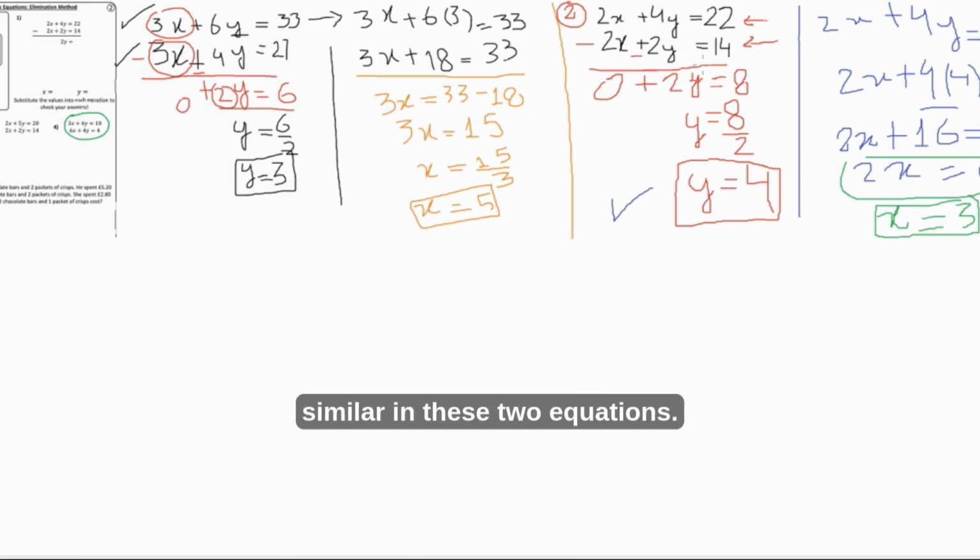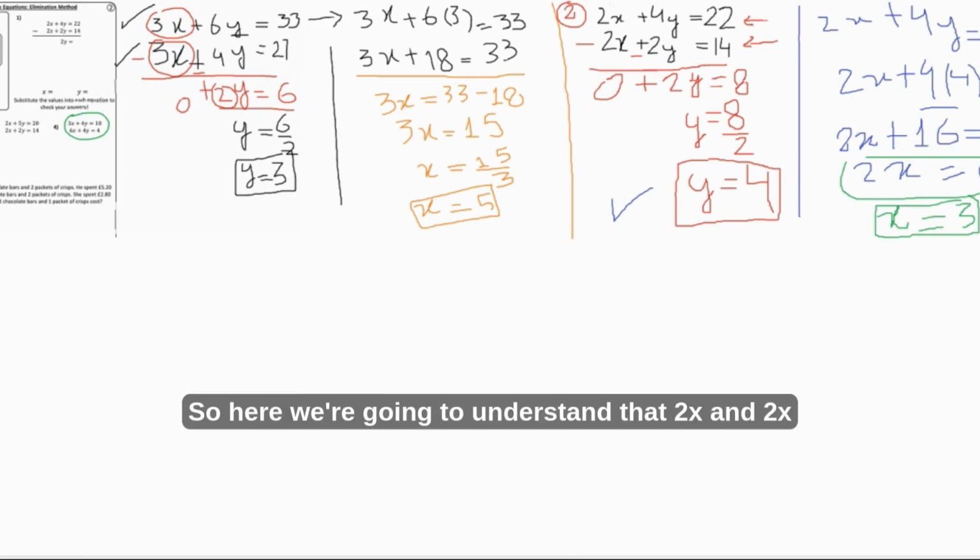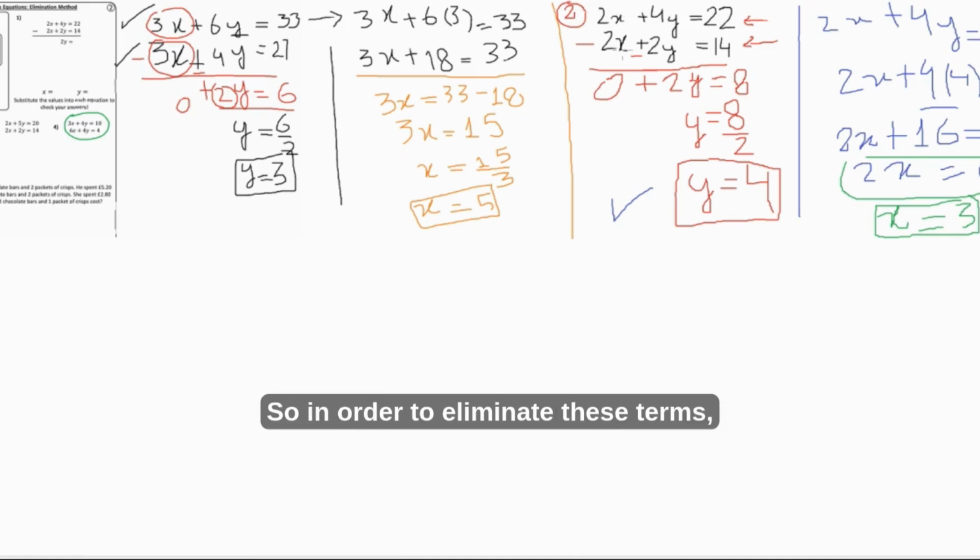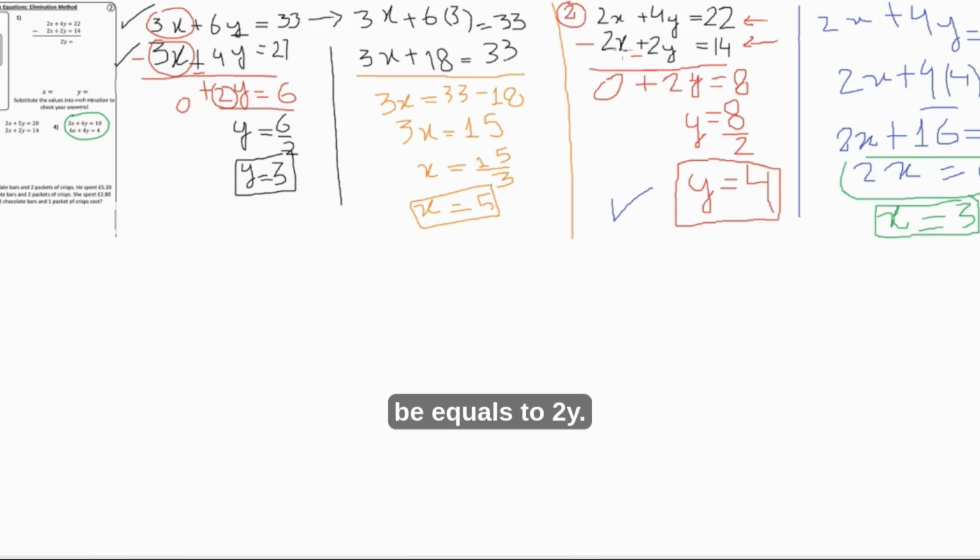In these two equations, first of all you have to know which terms are similar. So here we understand that 2x and 2x are similar terms. In order to eliminate these terms, the concept is that by subtraction we can eliminate them. So when we subtract, 2x minus 2x equals 0, and 4y minus 2y equals 2y, and 22 minus 14 equals 8.